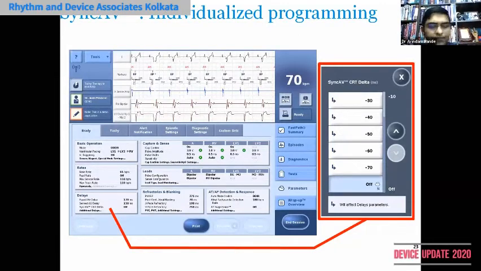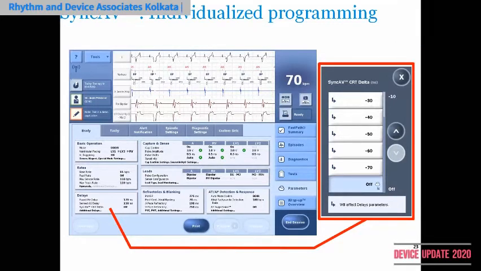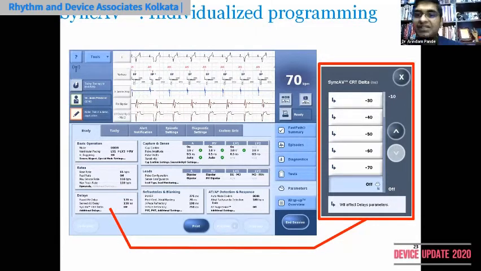Delta is a time duration. Say, for example, I program the delta at 50, then the AV delay measured by the CRT will be reduced by 50 milliseconds. So that will be the programmed AV delay of the patient. One of the benefits of the SyncAV algorithm is that we can program this delta. There is a range from 10 to 100; we can program the delta anywhere from 10 to 100.